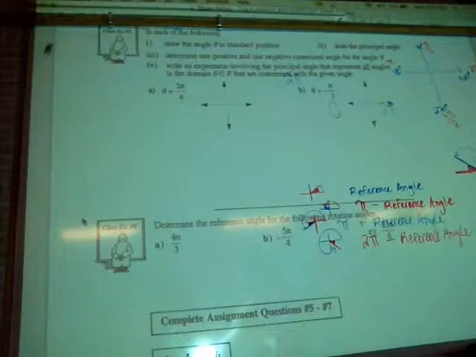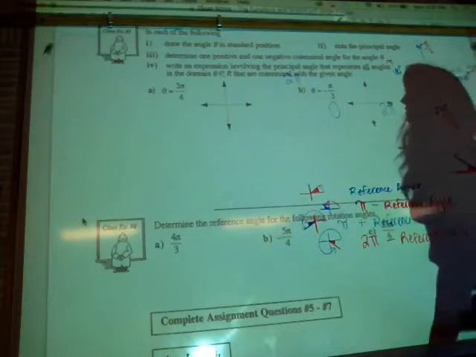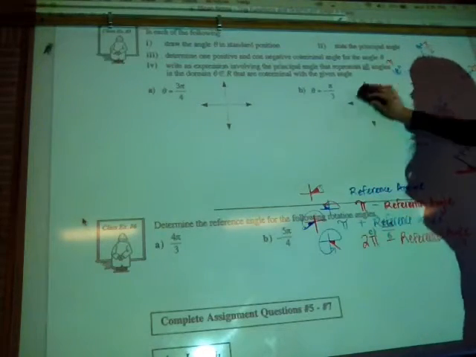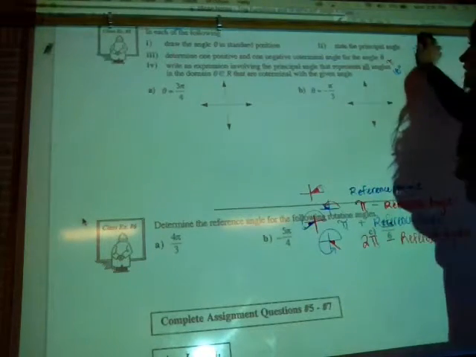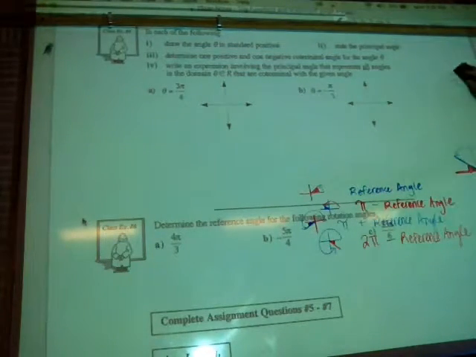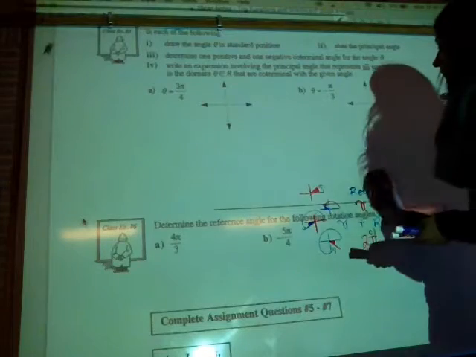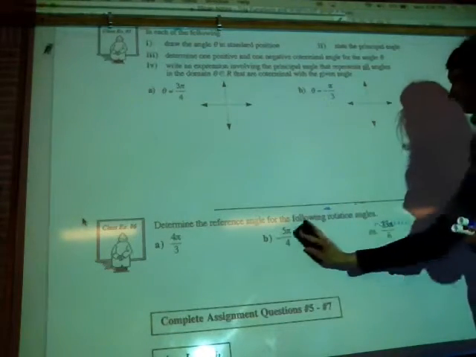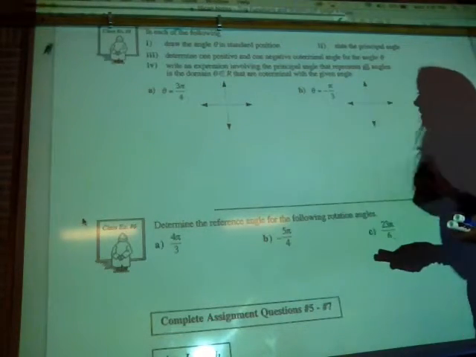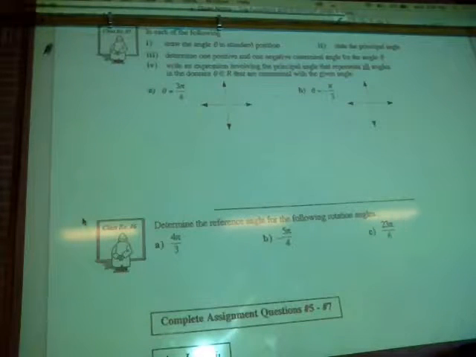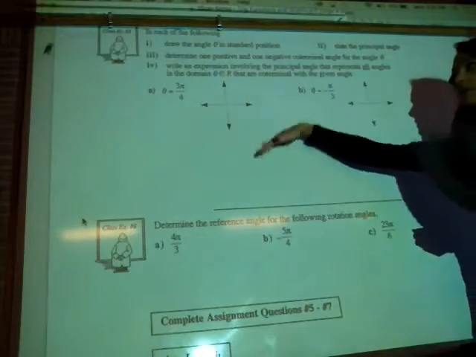So in example 5, we're just going to practice using that table. In each example, we need to draw the angle in standard position. Okay, so that means we need a positive angle between 0 and 360. Then we need to state the principal angle, and determine one positive and one negative coterminal angle, and then represent the general rule.